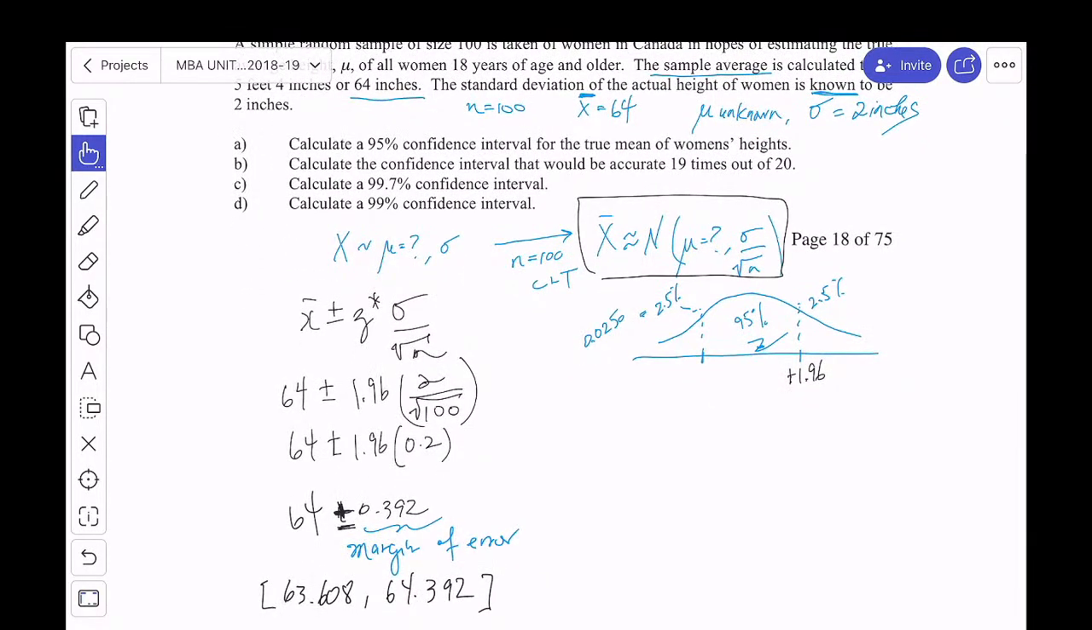So we have here the confidence interval that's 95% for the true mean of women's heights, and that's part A. So that's part A. What about part B?